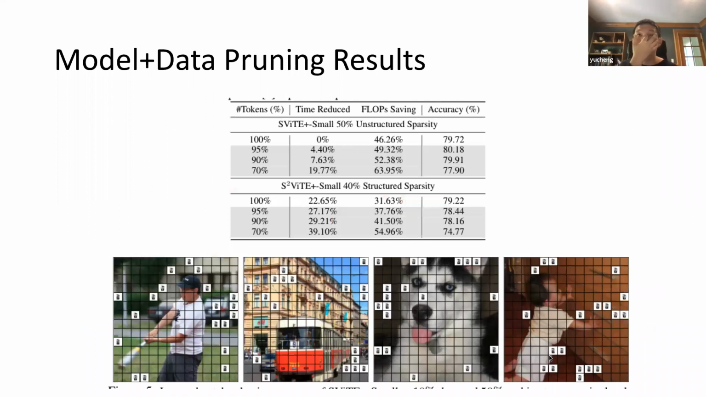Also, here are some examples of how we do both the data and the model pruning. You can prune 10 to 20 percent of data tokens, while you can also prune 40 or 50 percent for the unstructured and structured parts to maintain the performance. And you will see some visualizations for different images showing the pruned tokens.